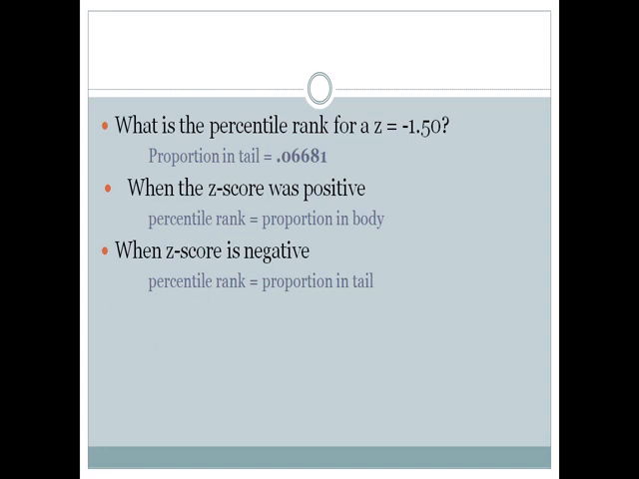We can also ask the question, what is a percentile rank for a z-score of negative 1.5? The proportion in the tail is approximately 0.07. Why are we looking for the proportion in the tail of a z-score of negative 1.5? Graph it out visually and notice that this is the opposite procedure for what we would use for positive z-scores. Okay.